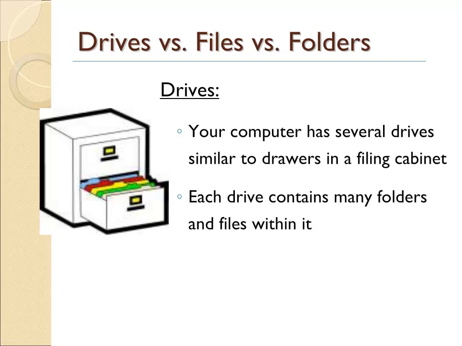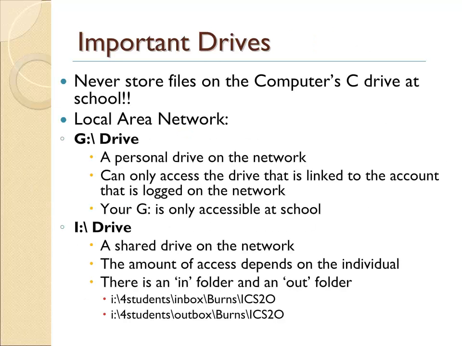The first thing we need to look at is the difference between drives, files, and folders. The drive on your computer is the physical location where your files are going to be stored. So you could have one drive to represent your USB, another drive for your hard drive, and yet another drive for your CD-ROM or DVD. Your computer might have several drives similar to drawers in a filing cabinet. So if your entire computer was a filing cabinet, you may have separate individual drawers where you could store folders and files.